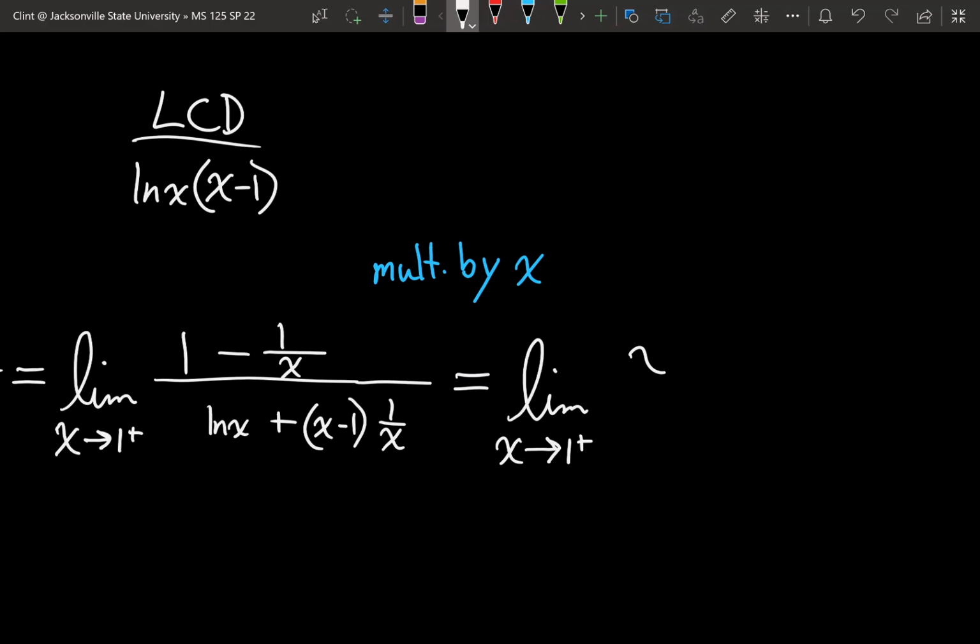So 1 times x is x. 1 over x times x, 1. ln of x times x, x ln of x. And then x minus 1 times 1 over x times x. The 1 over x and the x cancel out. Get that.